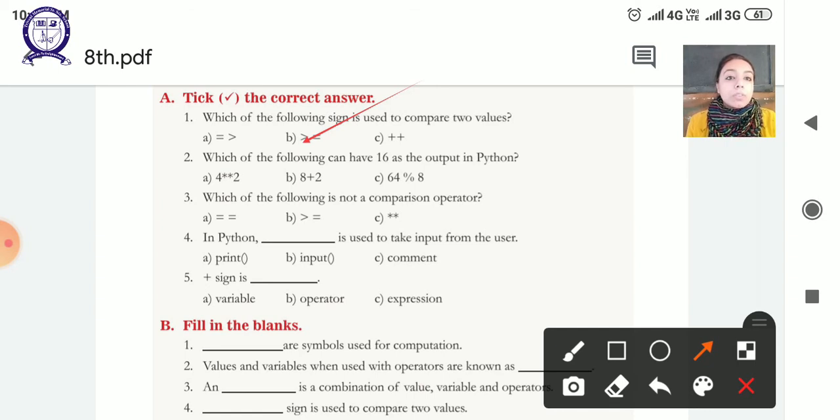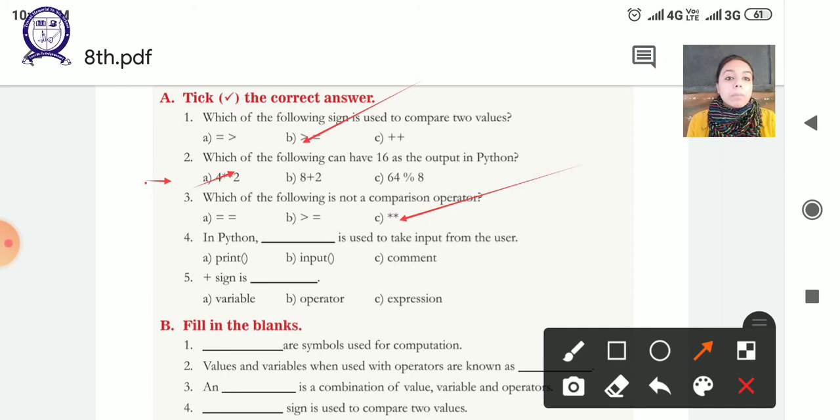Second question is, which of the following can have 16 as the output? So let us check them. 4 raised to the power 2, 4 4s are 16. So this is the correct answer. 8 plus 2 will give you 10, and 64 modulus 8 will give you 0. Third question, which of the following is not a comparison operator? Equal to, greater than, equal to, exponent operator. So this is not a comparison operator. This is the correct answer.